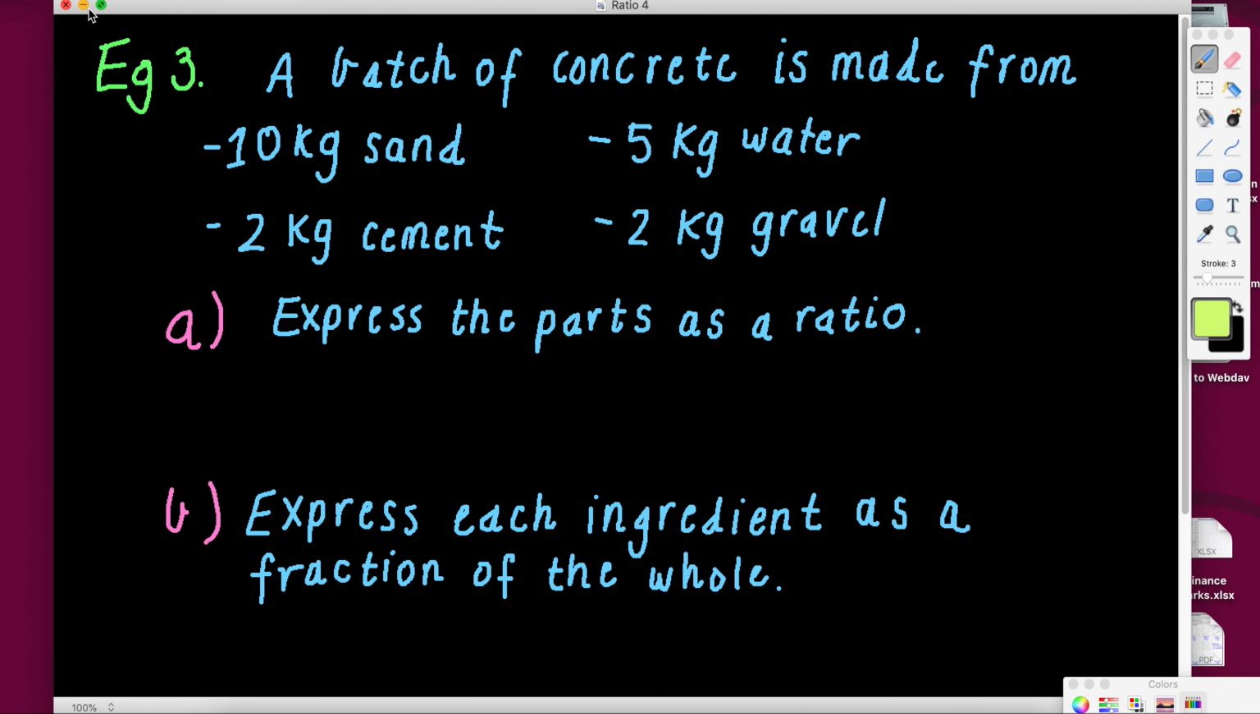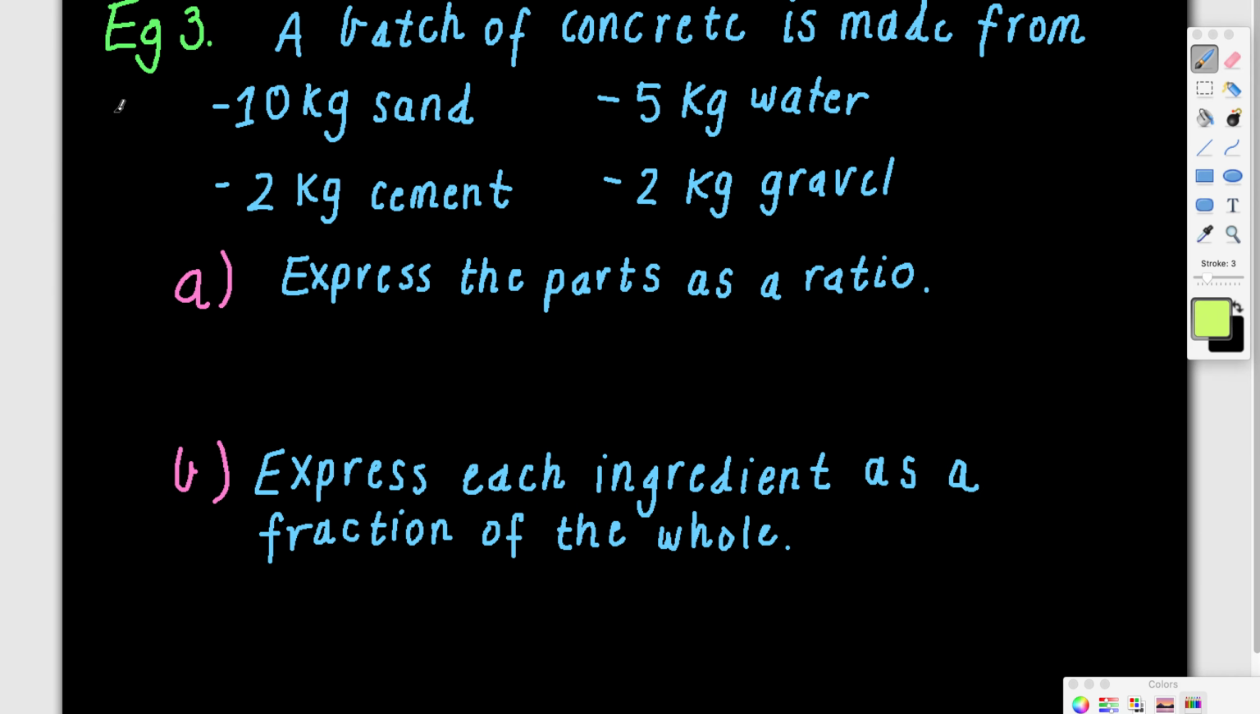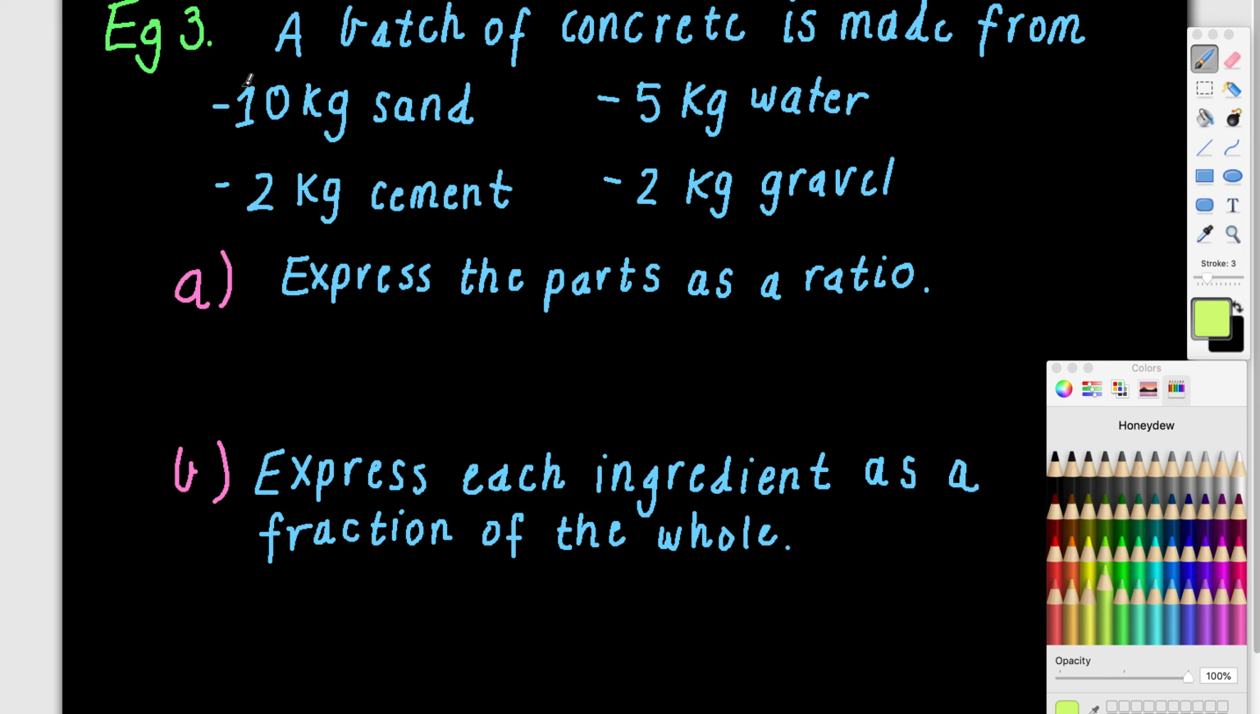Just one more worded question here before we get to just some simplifying. We've got a batch of concrete made from sand, water, cement, and gravel. Okay, so 10 kilos, 5 kilos, 2 kilos, and 2 kilos of gravel. So before I start, just because I didn't have a lot of room, if we do, this is first, this is second, this is third, and this is fourth. Just so that our order is correct, because of course when we write a ratio, the order is very important.